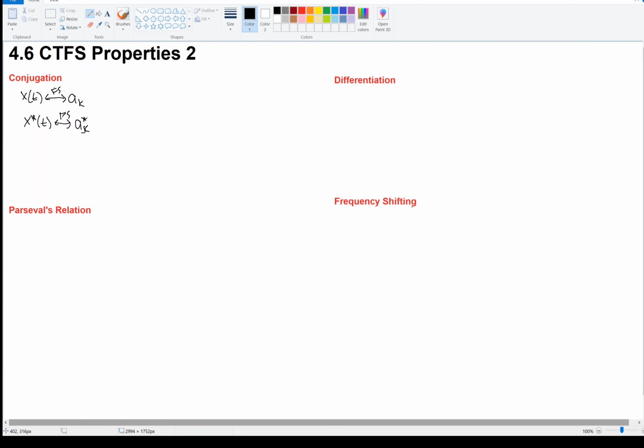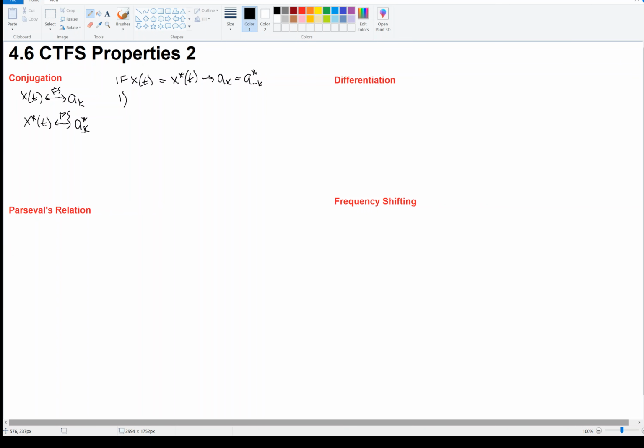Okay? Now, this has several consequences, particularly if x of t is real. So if x of t is real, then x of t equals its complex conjugate, right? And that implies that the ak's are conjugate even, like this.